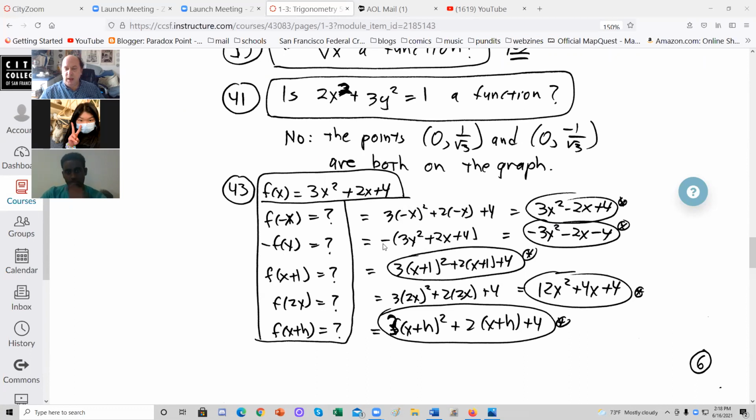Negative f of x, you take the opposite of f of x. Then you get negative 3x squared minus 2x minus 4.